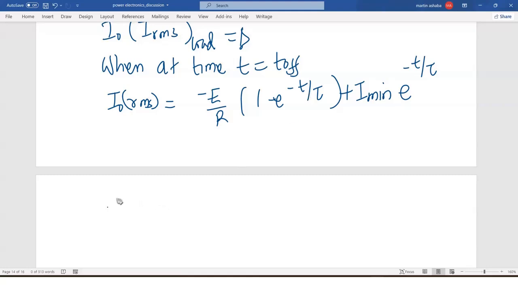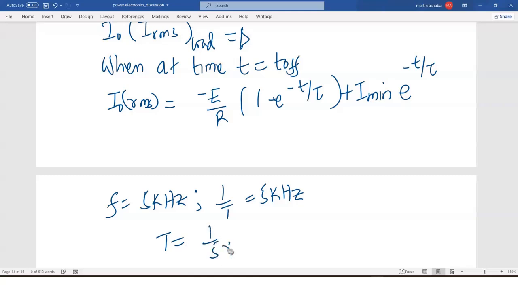So we know that obviously the frequency is equal to 5 kilohertz. So 1 out of T is equal to 5 kilohertz, meaning that T, which is the time period for this cycle, is going to be 1 out of 5 times 10 power negative 3, and this is giving us 0.1 divided by 5, which is 0.2. So this is 0.2 times 10 power negative 3 seconds.